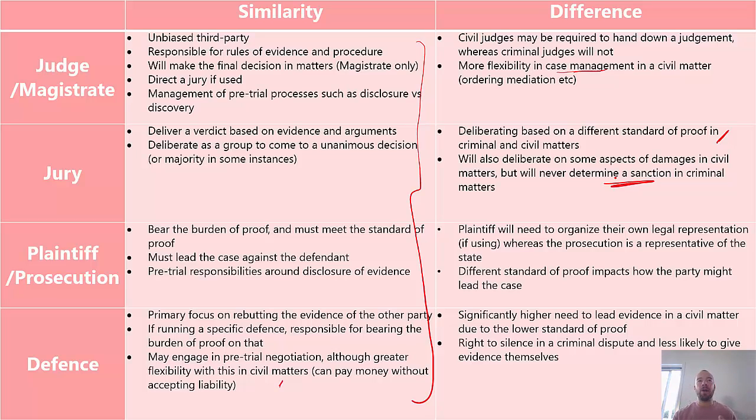So I don't think if you're asked for the similarity or to compare jury in a civil and criminal matter, their roles, I think it would be risky to talk about the fact that they're optional in civil matters, because that's not really a function or a role of them. It's just a fact about how criminal matters work versus civil matters. So I would focus more on things like different standard of proof that they're deliberating on, and the fact that they will hand down damages, whereas a criminal jury will never determine a sanction.